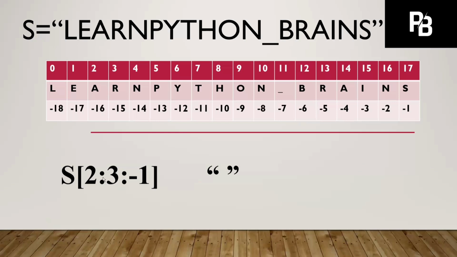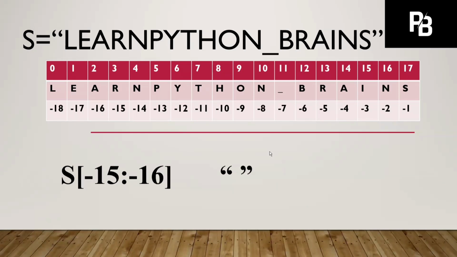2 to 3 is a forward way. According to the start value and the end value, I want to move in the forward direction. But the rule for the -1 step value is that if the step value is negative, I want to move in the backward direction. So the mismatch is there, and that's why it shows an empty string. Nothing is printed there.